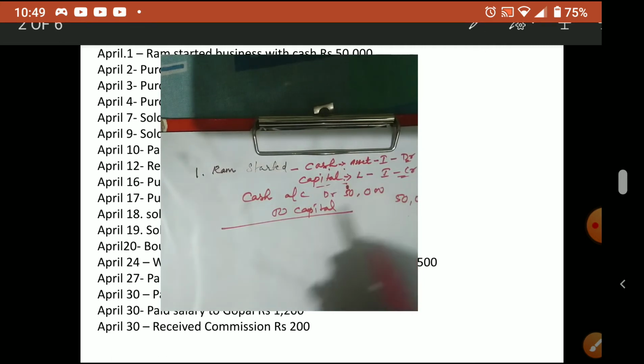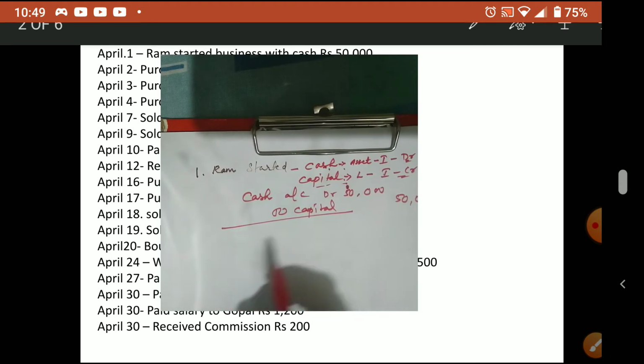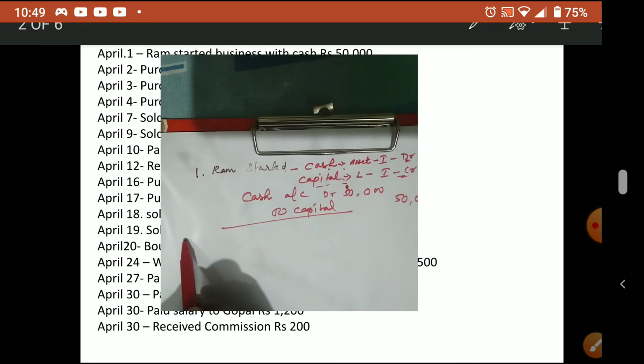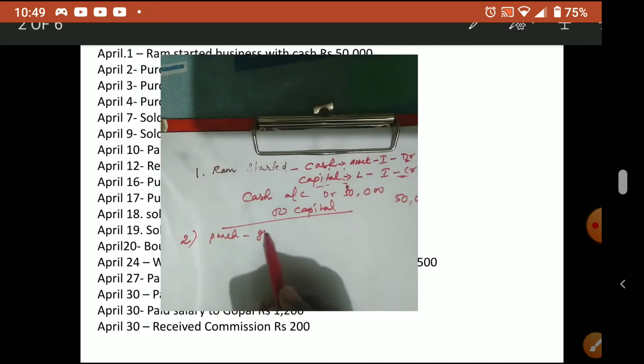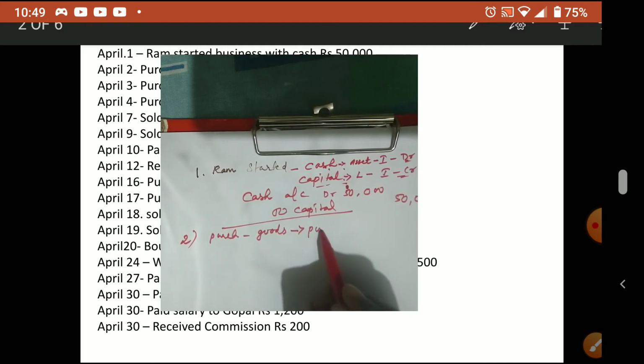I will show the journal entry separately in the PPT. Now I only explain which is debit and which is credit. The second one is purchased goods for cash. When we purchase goods, which account will be opened? Purchase account will be opened. Remember, not stock account, purchase account.